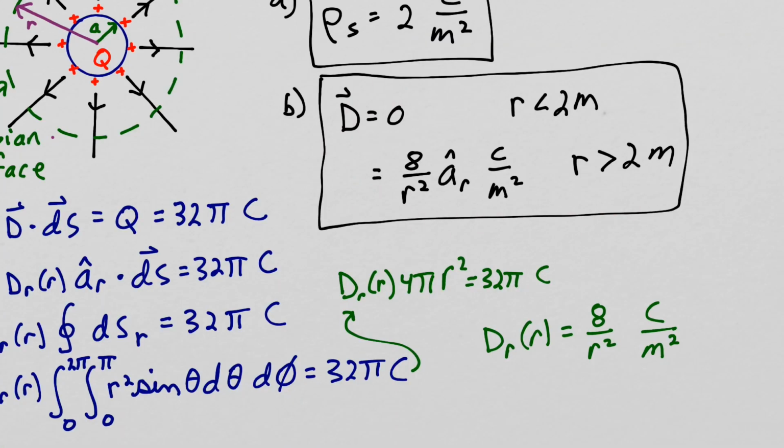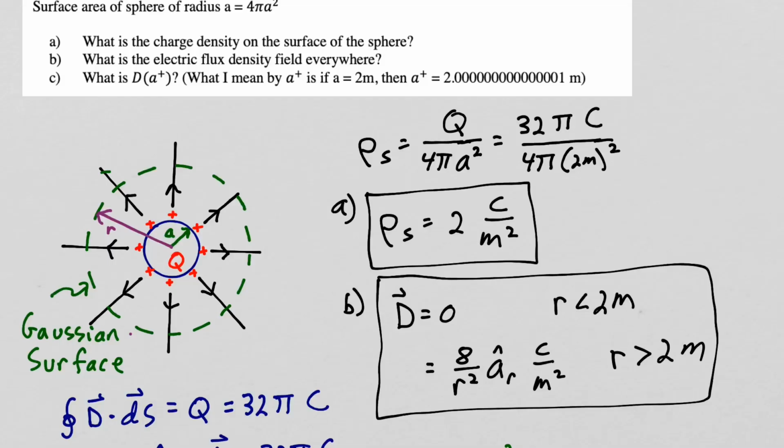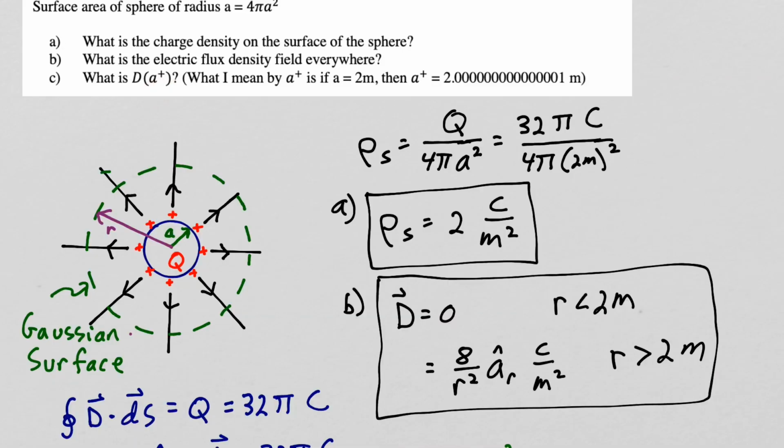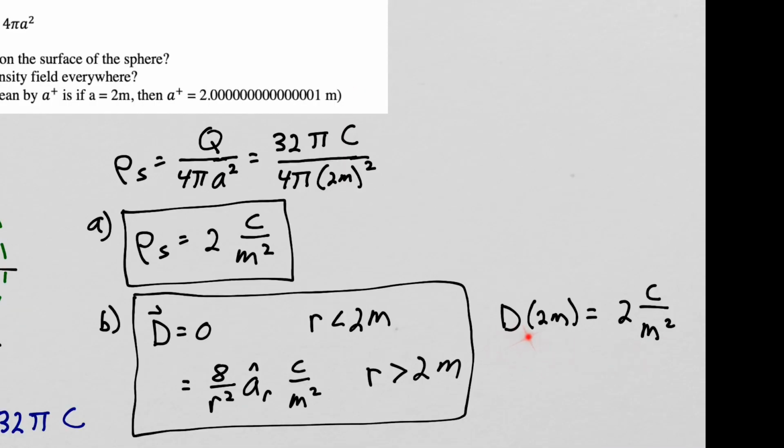In part C, you're asked to find the electric flux density field at a plus. That means just off the sphere, so that you're in the free space just beyond the charge on the sphere. So essentially you can get that value by plugging in the radius of our sphere of 2 meters. And you get that the electric flux density field on the surface of the sphere is 2 coulombs per meter squared. Notice the electric flux density field just off the surface of the sphere is equal to the charge density on the surface of the sphere.